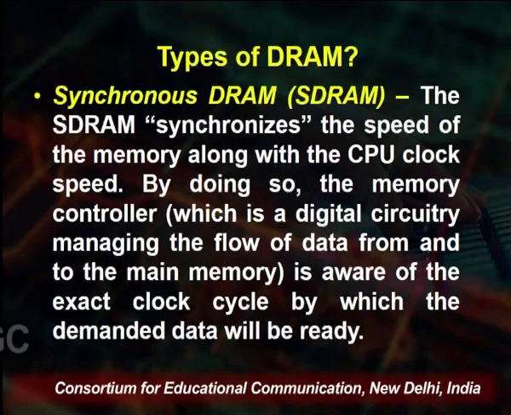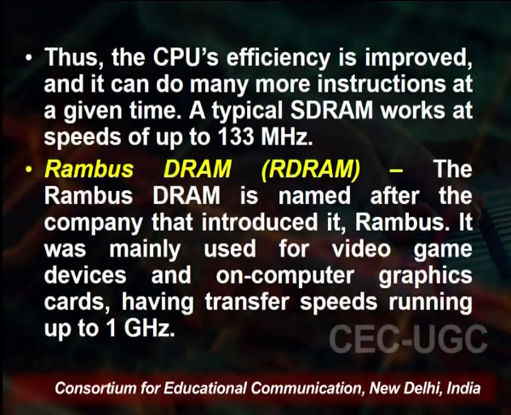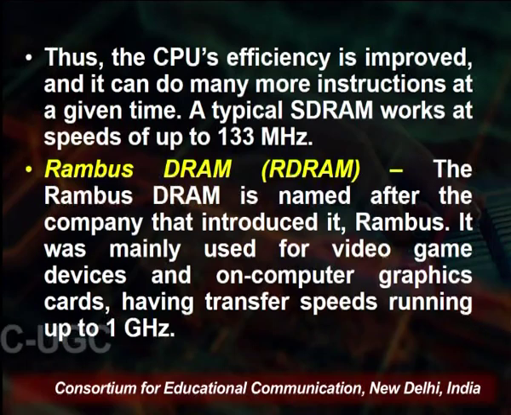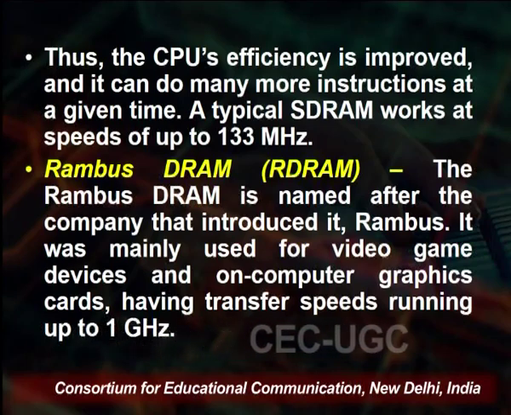How many types of DRAM do we have? We have various types of dynamic random access memory. First is the synchronous DRAM, that is SDRAM. This SDRAM is synchronized, with the speed of the memory matched to the CPU clock speed. By doing this, the memory controller, which is the digital circuitry maintaining the flow of data to and from the memory, is aware of the exact clock cycle by which the demanded data will be ready. So CPU efficiency is improved, and it can do this many times in a given time. Typically SDRAM works at speeds up to 133 megahertz.